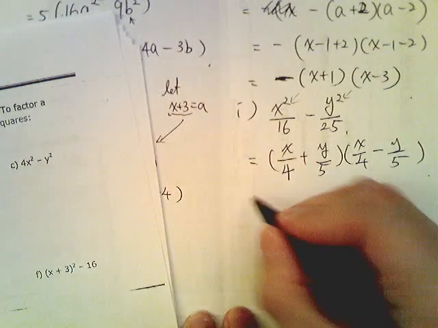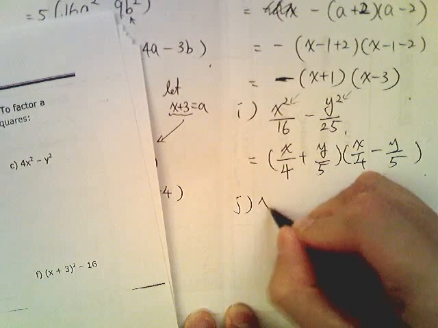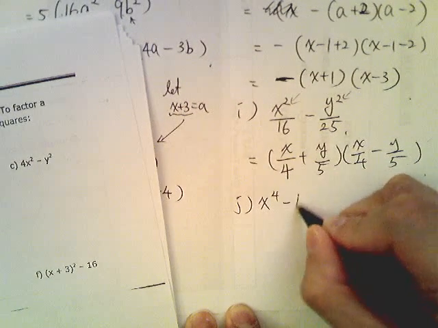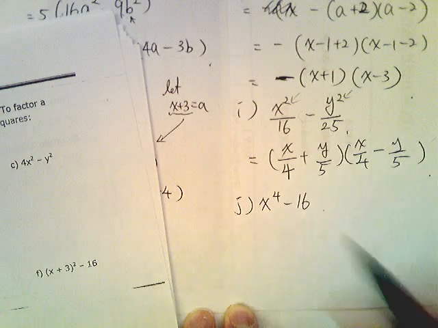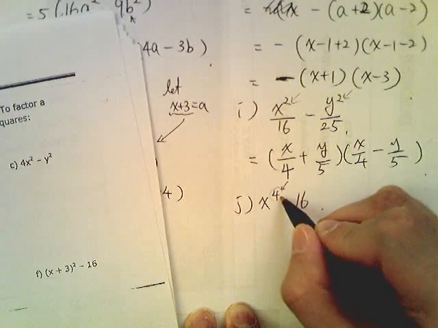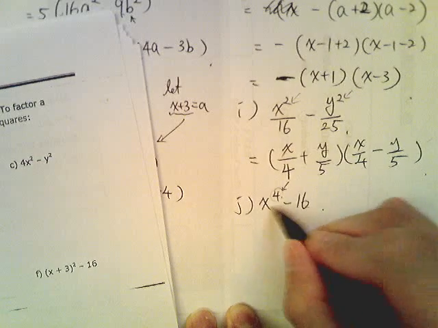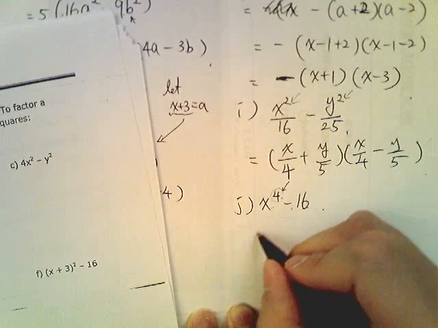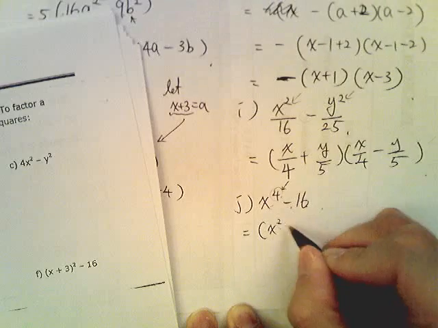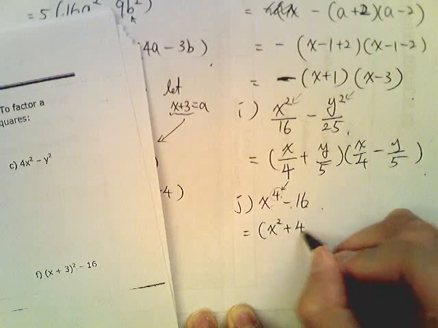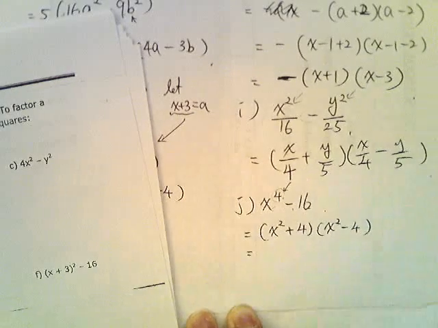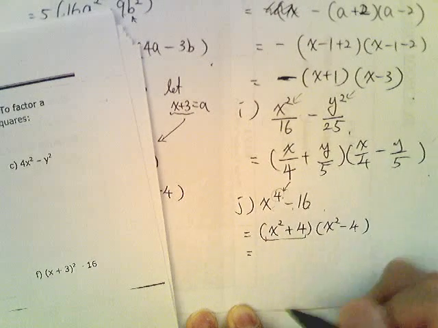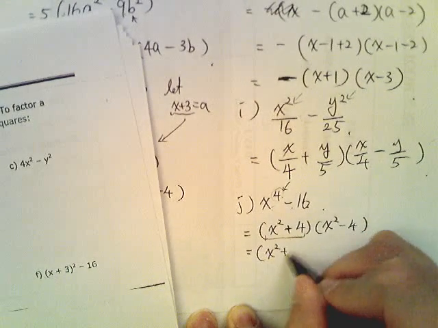Now, j is something that you have to be very cautious about. Okay, so we have x to the power of 4 minus 16. Again, even power, two terms, and minus. So we have x squared plus 4, x squared minus 4. Now you should be able to see this right away. X squared plus 4, we cannot factor this anymore.